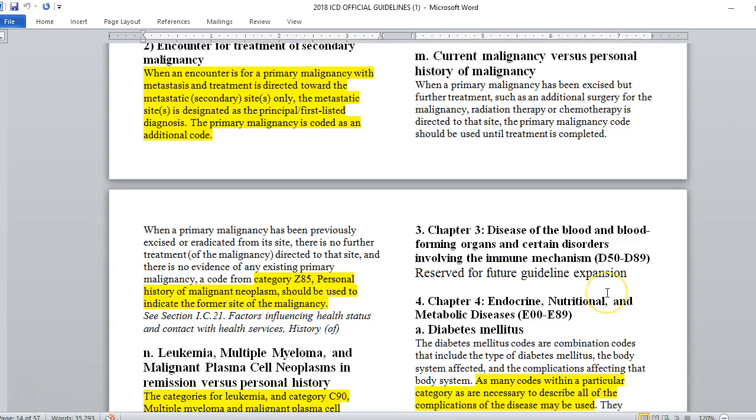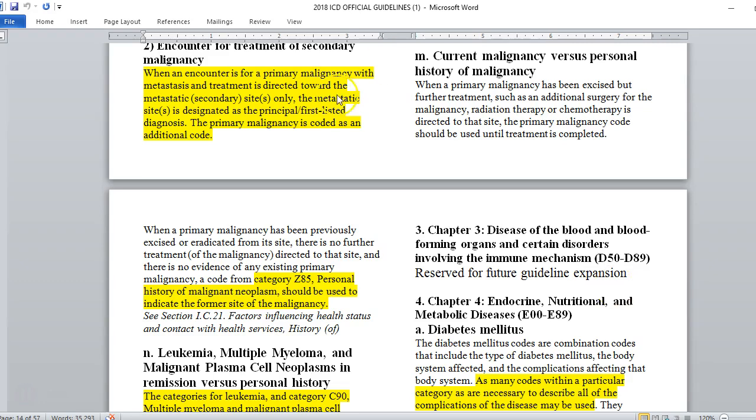So let's talk about a current malignancy versus a personal history. So when a primary malignancy has been excised for further treatment, such as additional surgery for the malignancy, radiation therapy, or chemotherapy directed at that site, the primary malignancy code should be used until treatment is complete. So again, if the patient still technically has the cancer in their body, we're going to code it until the treatment is complete and the doctor says your cancer has been eradicated.